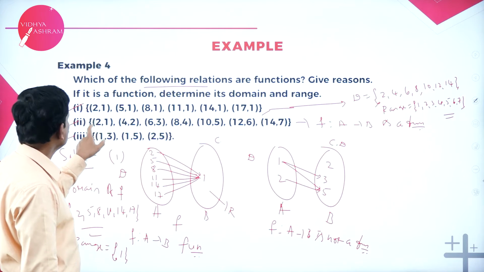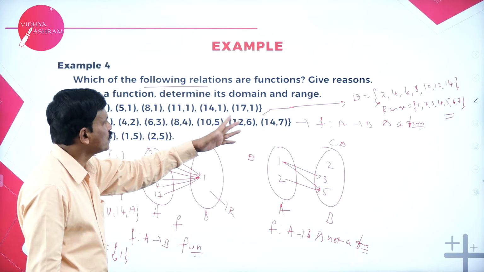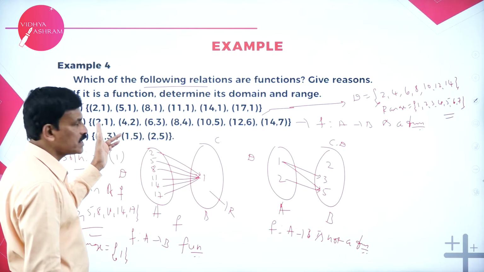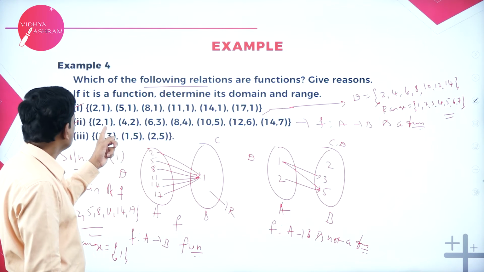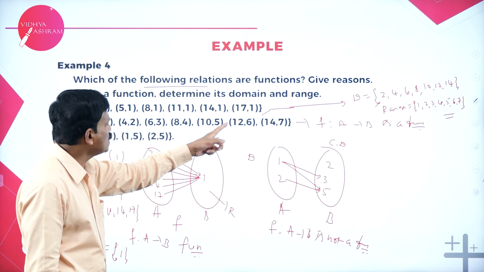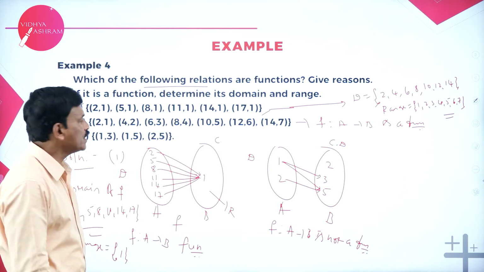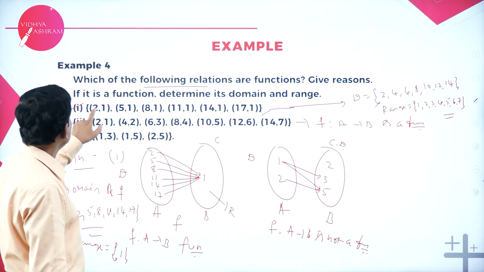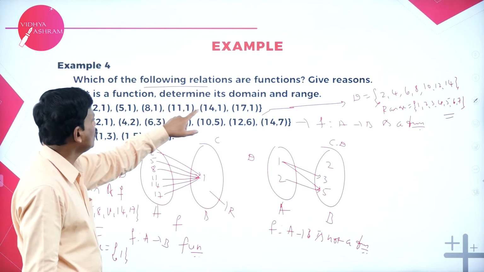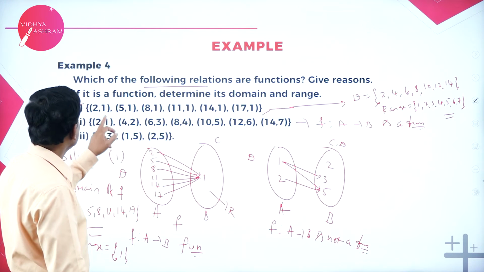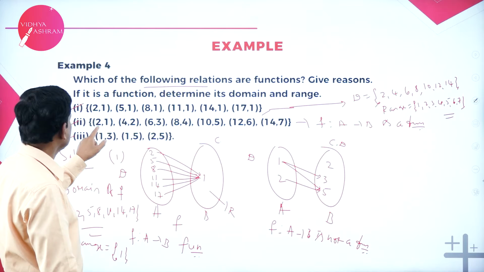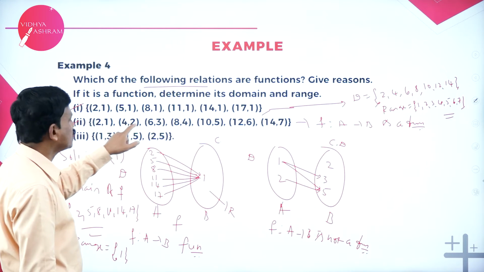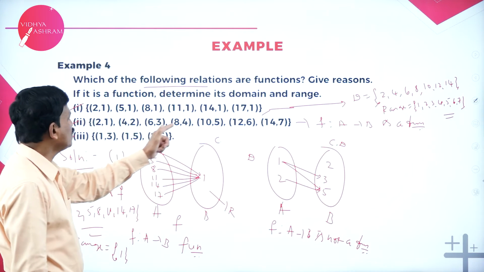The first elements 2, 4, 6, 8, 10, 12, 14 are the domain, whereas the set of all second elements, that is 1, 2, 3, 4, 5, 6, 7, comes under the range. So here also the domain is 2, 5, 8, 11, 14, whereas the range is the set of second elements. For this example, first elements are the domain and the second elements are the range.